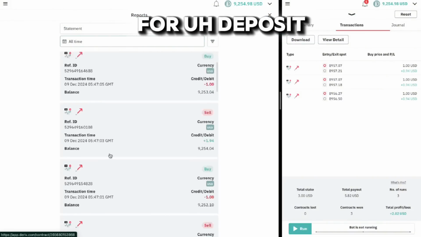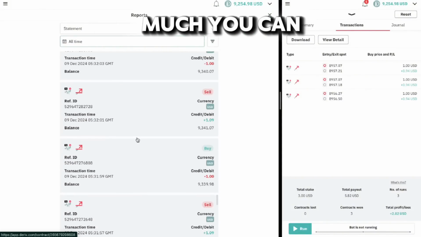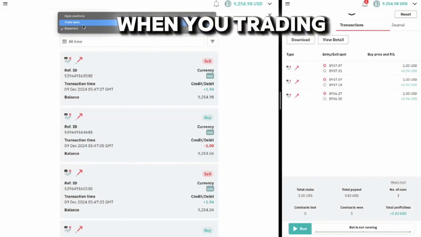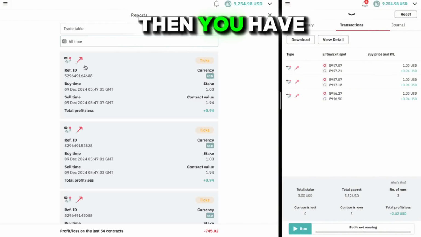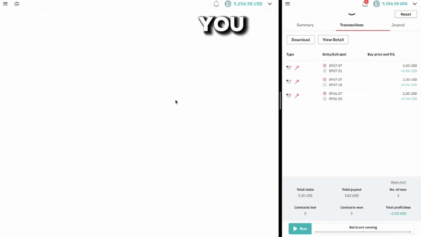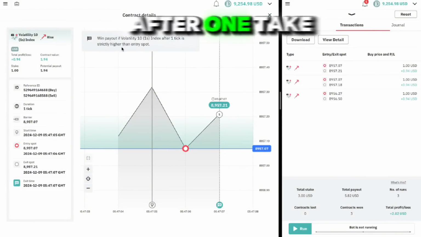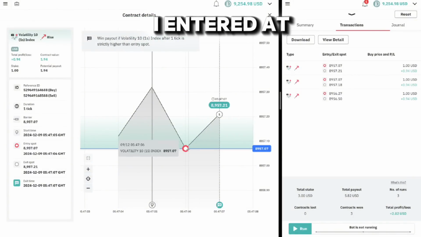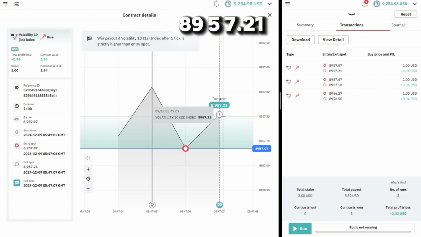The settlement is for deposits and withdrawals, all time. So there's not much. You can see you sold here, you did what. So this is an important part when you're trading. So I don't have any open position. If you have long running trades, this is where you see them. Then you have the trade table. It's gonna show you what you did. For example, win payout if Volatility 10 (1s) Index after one tick is strictly higher than the entry point. So for example, I entered at 8957.07 and I exited at 8957.21.